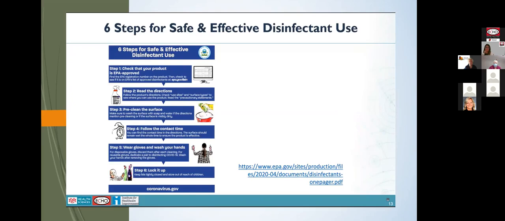Step 5 is wearing your gloves and washing your hands, and again, making sure that we follow appropriate PPE donning and doffing protocols as it relates to cleaning and disinfection. And of course, it's very important with step 6 to lock it up, making sure that we're closing the lids tight and that we're storing it out of reach of residents in our locked cabinets.